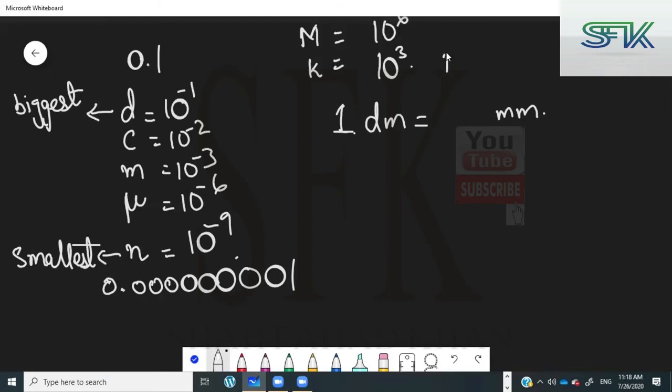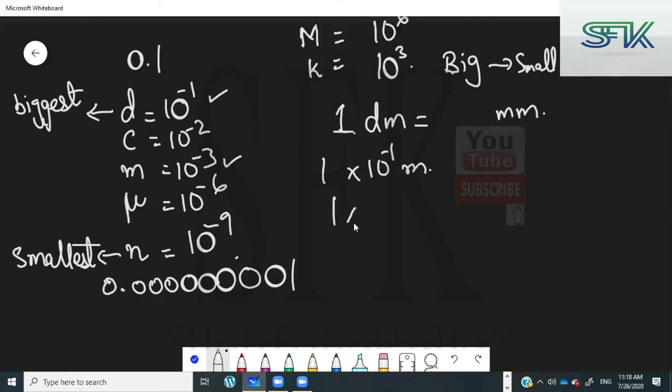We're going to do the same thing. We're going to convert from big to small first and then reverse it from small to big. So in doing so, it's going to be 1 multiplied by 10 raised to the power of minus 1 meters. Replace the deci by 10 raised to the power of minus 1. You need to know the meanings: deci means minus 1 and milli means minus 3. Now you need to change it to millimeters.